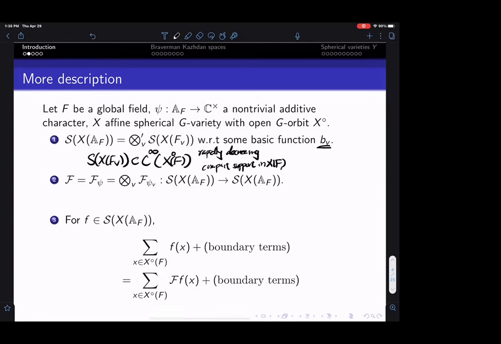Now for these basic functions, there are conjectural descriptions by Sakellaridis, Ngô and Bouthier. I think there are lots of verified cases in the finite field case, but in general, it is not known whether this definition really coincides with what one expected. Together with the Schwartz space, there is a notion of Fourier transform that is also defined locally. One would expect the Fourier transform to preserve the basic functions at unramified places.